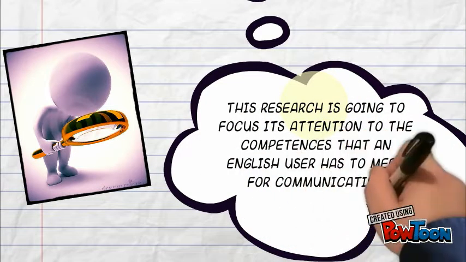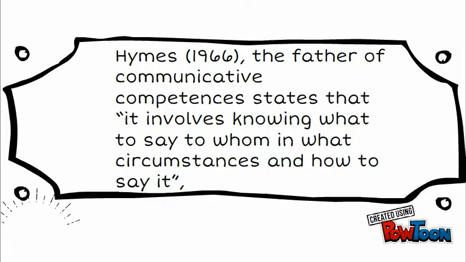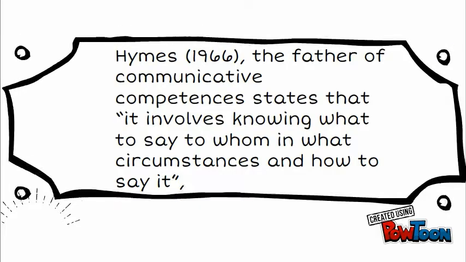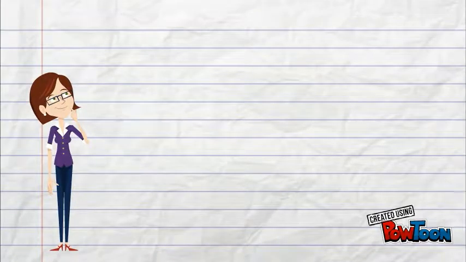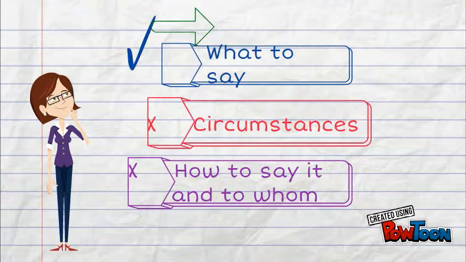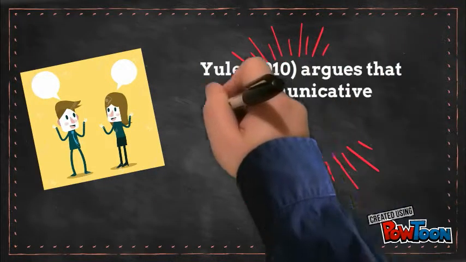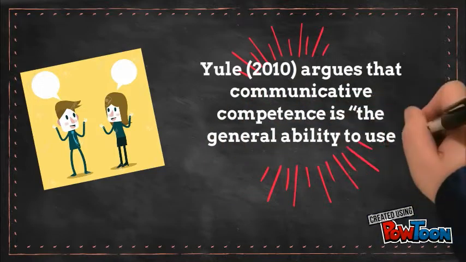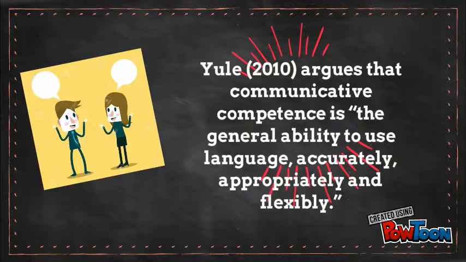effectively and proficiently. Hymes, 1966, the father of communicative competencies, states that it involves knowing what to say, to whom, in what circumstances, and how to say it. However, it can be said that not every speaker meets all these aspects, because one can know what to say, but also cannot know the circumstances in which that person can say it, or even how to say it and to whom. Yule 2010 argues that communicative competence is the general ability to use language accurately, appropriately, and flexibly.